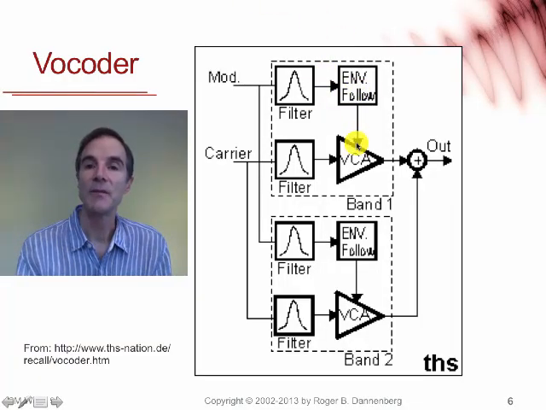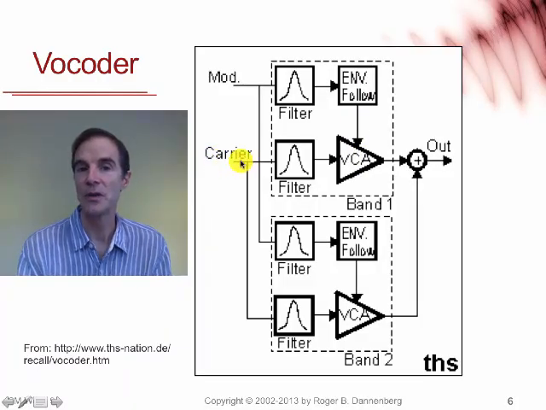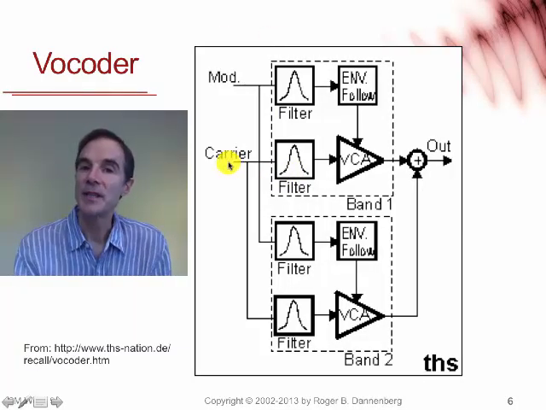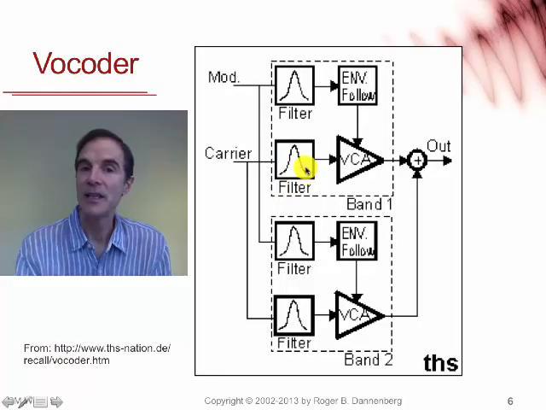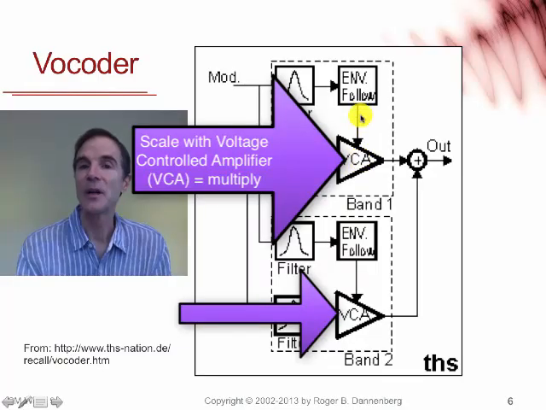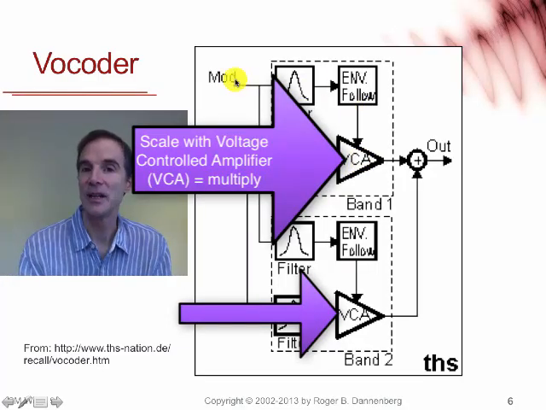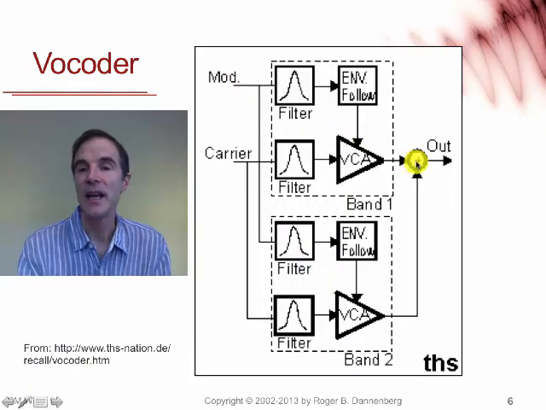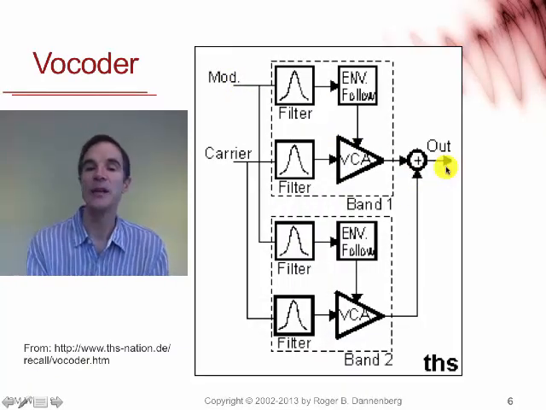And then for the synthesis part, we put any kind of carrier into the vocoder. So for example, this could be a pulse train. It could be other sounds, synthesized tones. And we separate that carrier frequency or the source signal into the same bands using the same filters, and we scale it according to the energy that was in the signal that we analyzed. And we sum up all the bands and we get output.